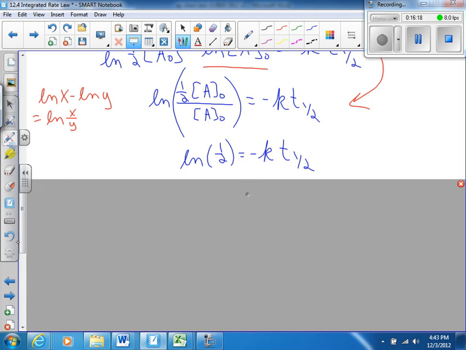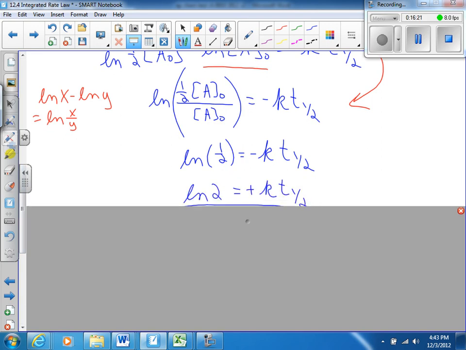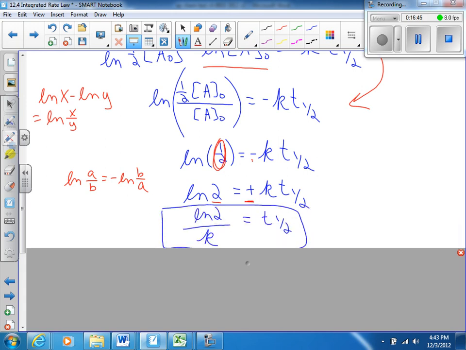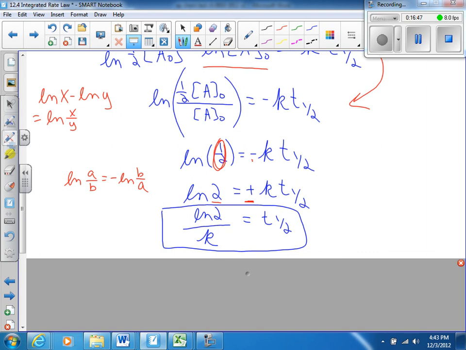Now, I've simplified the left side. And here's another definition. ln of a over b is negative ln of b over a. So if I take the reciprocal of what's in the log, I just change the sign. So I reciprocated 1/2 to get 2, and I changed the sign over here. That's why this is a plus now. Okay. Now I solve for T1/2, and right here is the equation of the half-life for a first-order reaction.